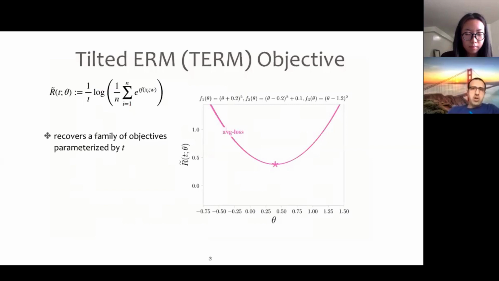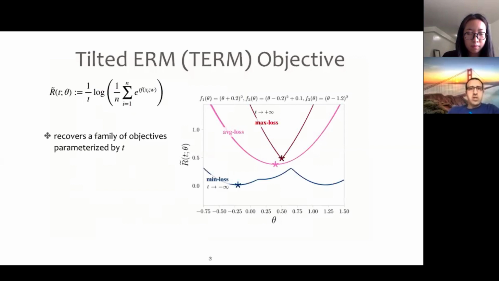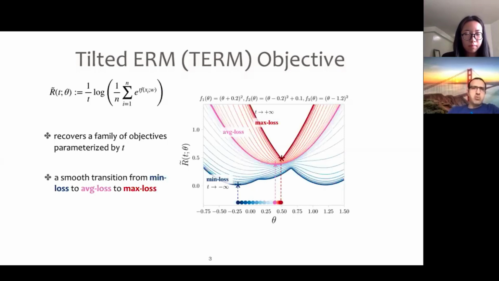This is the purple line for this example involving 3 individual loss functions. When t goes to infinity, it recovers the max loss, and when t is negative infinity, it recovers the min loss. For intermediate values of t, it provides a smooth transition between min loss to average loss to max loss.